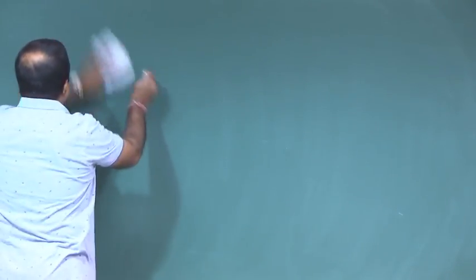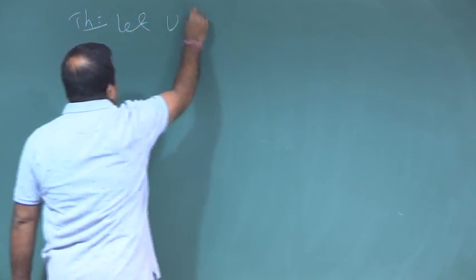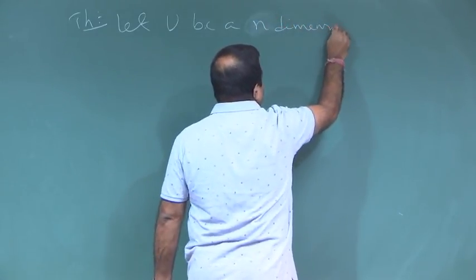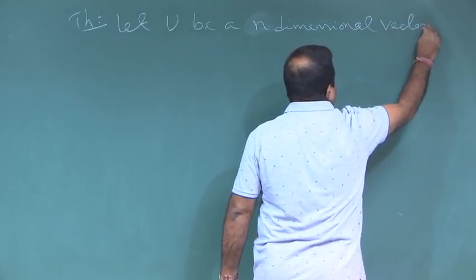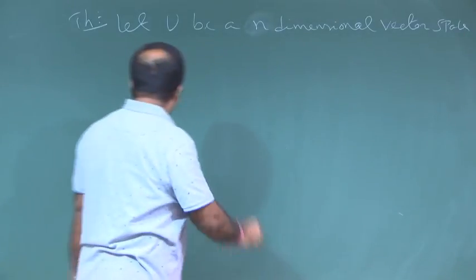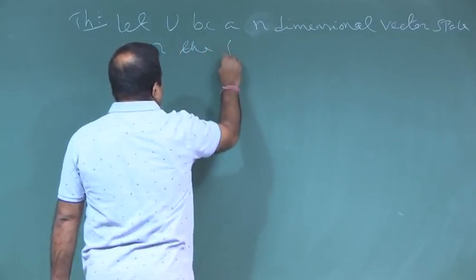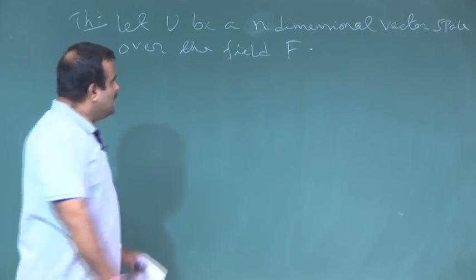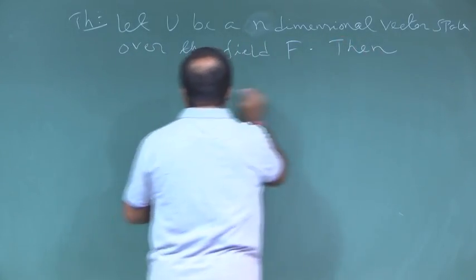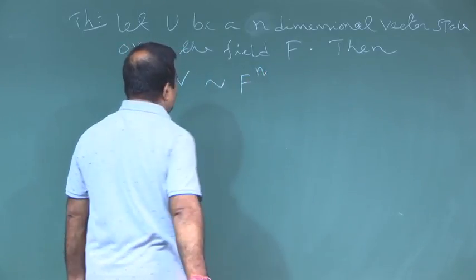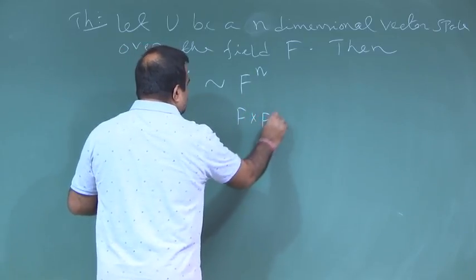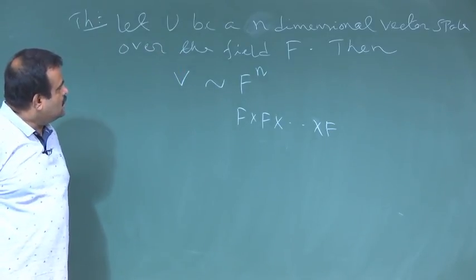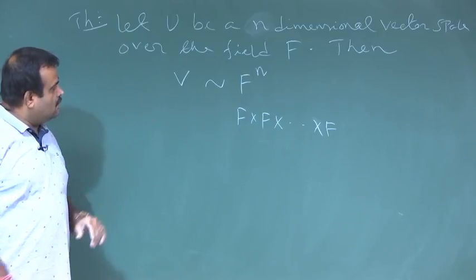Suppose, this is another theorem, let V be a finite dimensional, n dimensional vector space over the field F. Then V is isomorphic with F n. F n is basically the Cartesian product, F cross F cross and so on, the Cartesian product of this. So, how do we prove this?